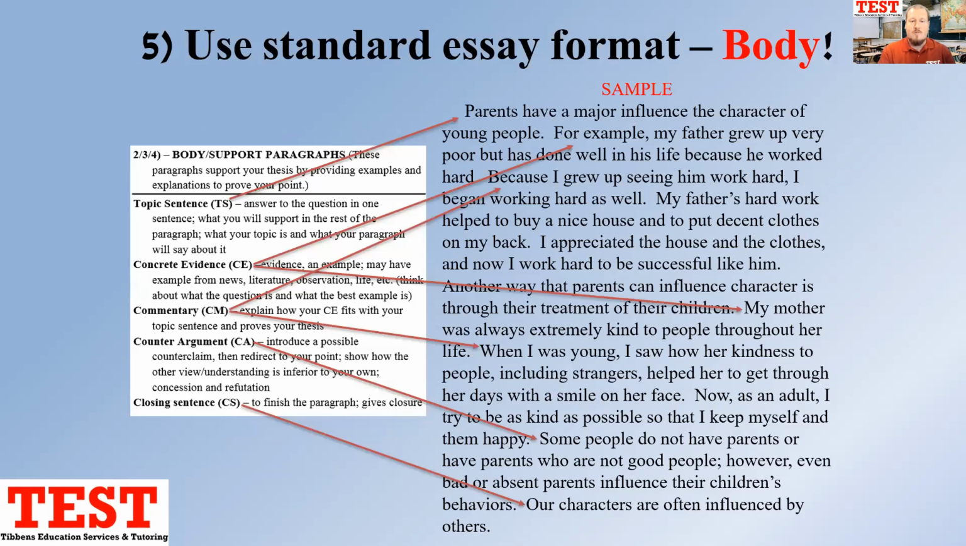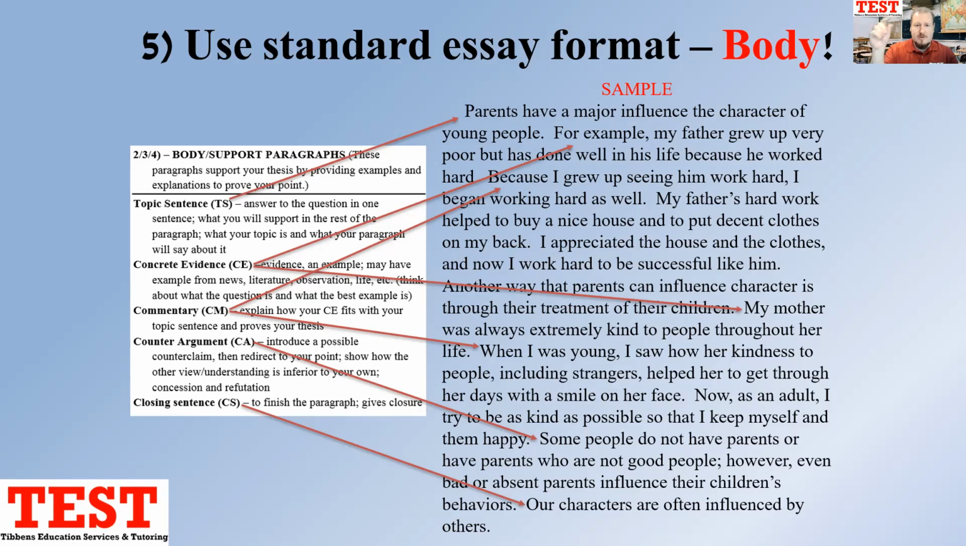Here is the full body paragraph. Remember, I did this whole thing quick, so it's not perfect, but it works. Parents have a major influence on the character of young people. For example, my father grew up very poor, but has done well in his life because he worked hard. Because I grew up seeing him work hard, I began working hard as well. My father's hard work helped to buy a nice house and to put decent clothes on my back. I appreciated the house and the clothes, and now I work hard to be successful like him. That was my personal example.